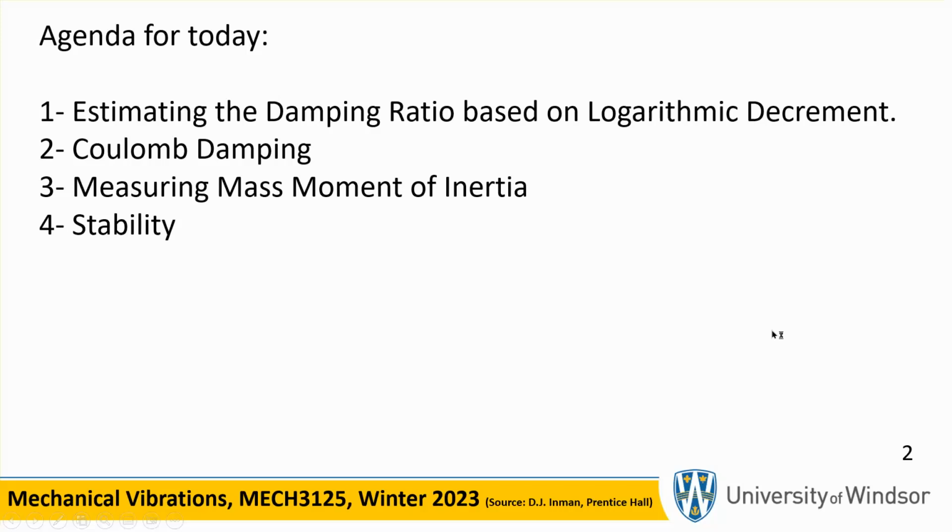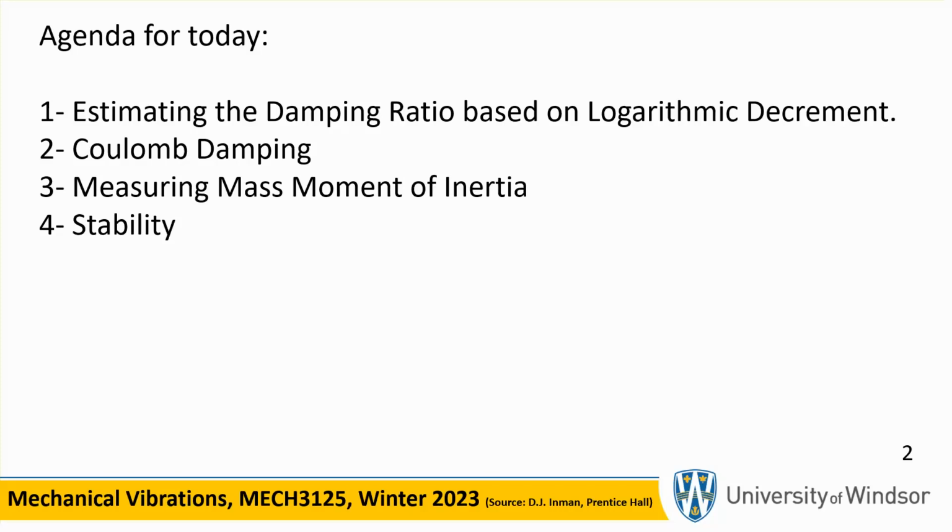So the agenda for today is talking about estimating the damping ratio using this thing called logarithmic decrement. And then, so far we have done only viscous damping, where the damping force was proportional to the velocity, or F equal to C x dot. Today we're going to do Coulomb damping, which has a different requirement.